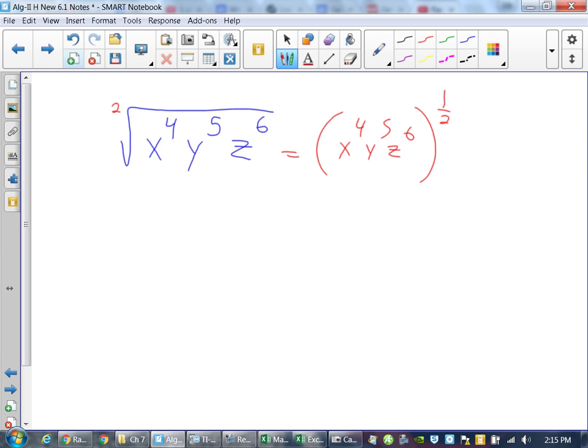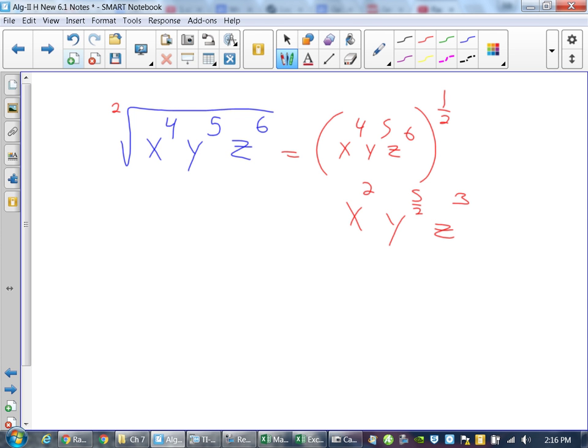We okay with that? Now when you have power to power, what do you do to the exponents? Correct. What's half of 4? What's half of 5? What's half of 6? 3. So here's what happens. You get x squared, y to the 5 halves, and I'll show you how this is going to work here in a second, and z cubed, just by distributing the exponent.